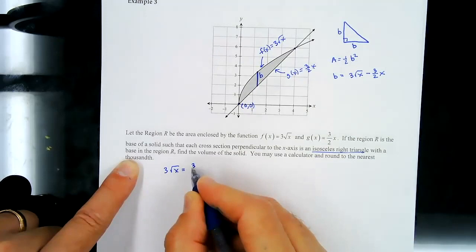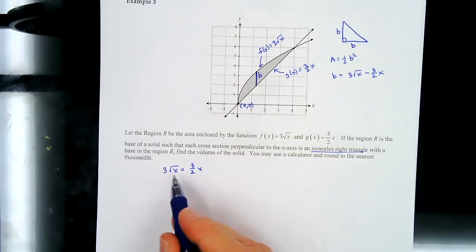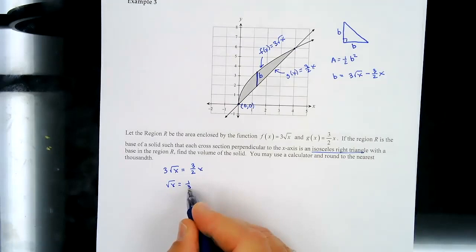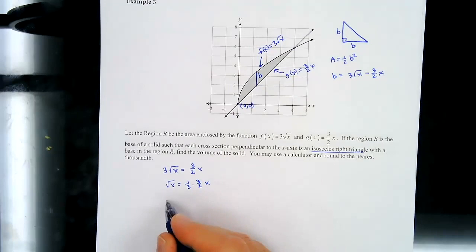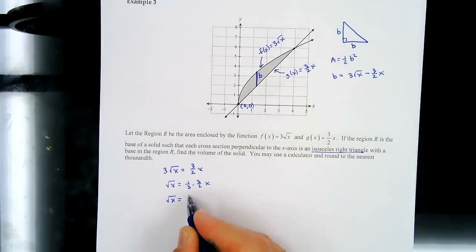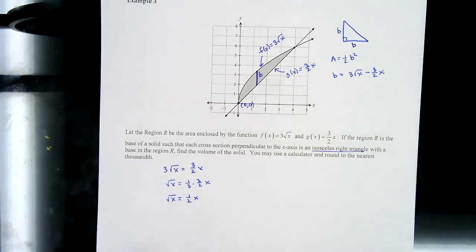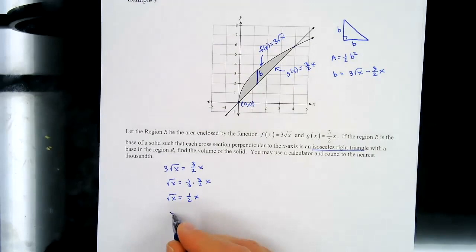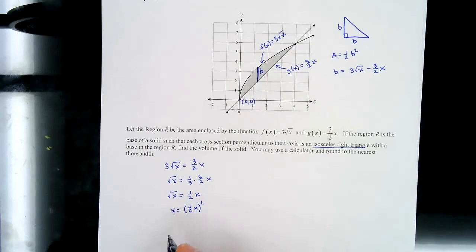What I would do is multiply both sides by 1/3, and that would give you the square root of x is equal to 1/3 times 3/2 x. Your threes cancel, and you're left with the square root of x is equal to 1/2 x. Okay. And then what I would do is I would square both sides. So you get x is equal to 1/2 x squared. And so x is equal to 1/4 x squared.